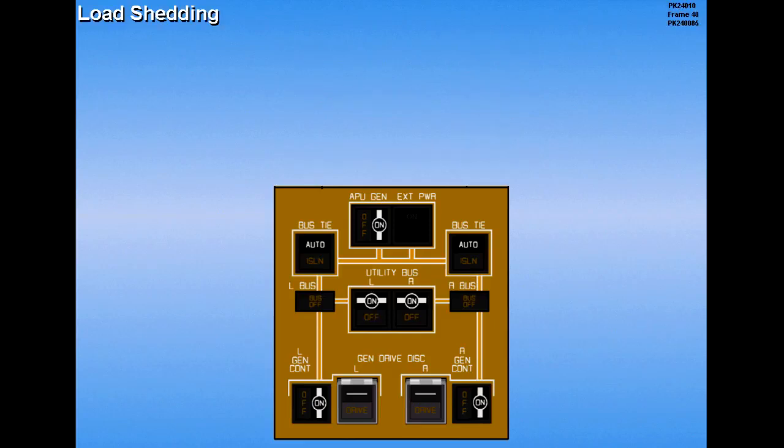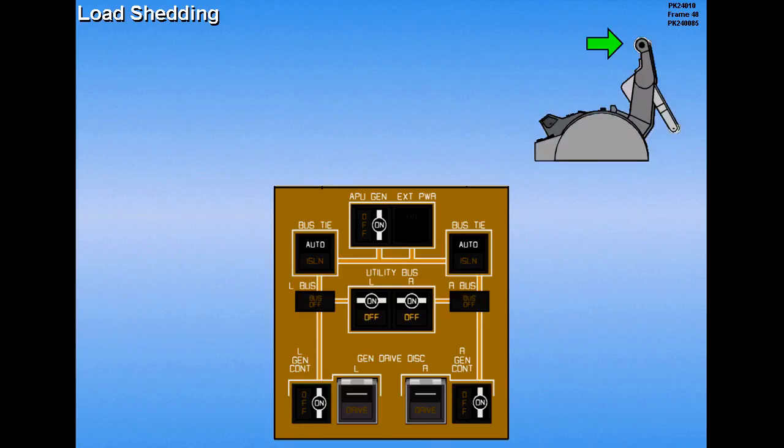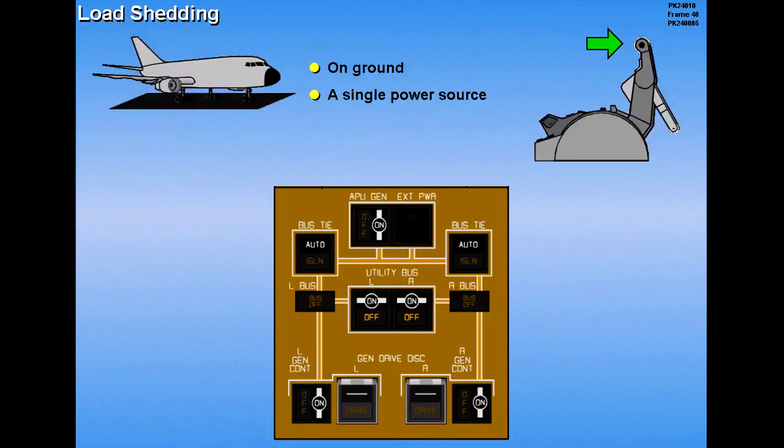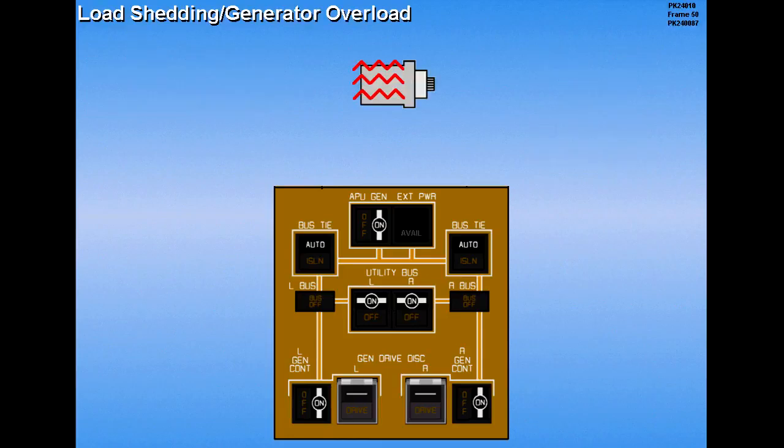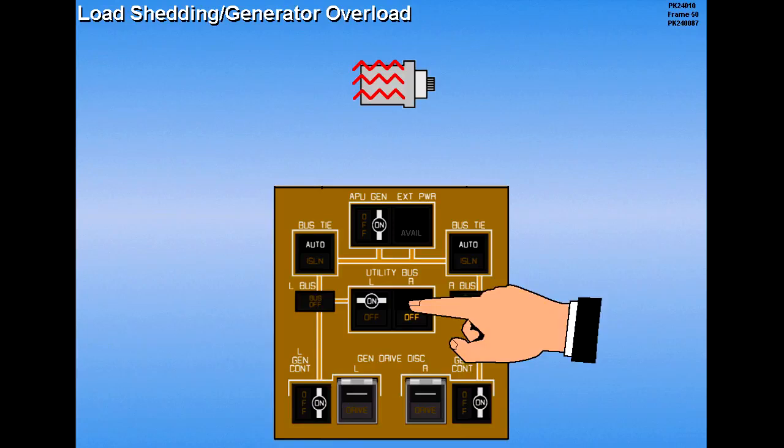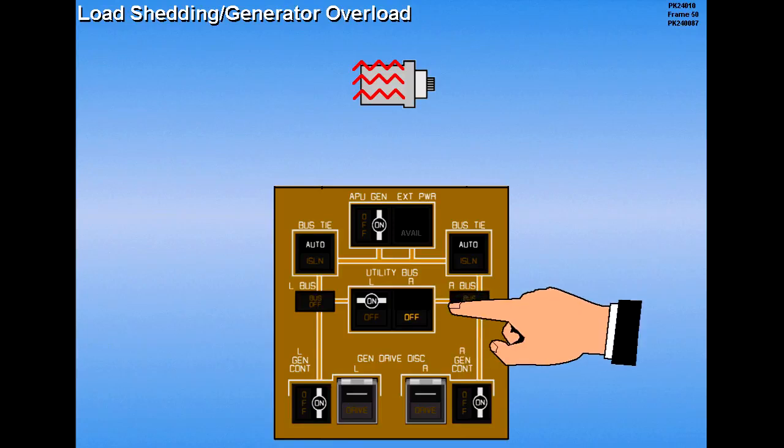Load shedding can also occur anytime the throttles are advanced on the ground and a single power source is supplying power. Loads can be reset by returning the throttles to idle, then cycling the utility bus switches. When a generator overload occurs, the utility bus must be reset manually by cycling the affected switch to off, then on.